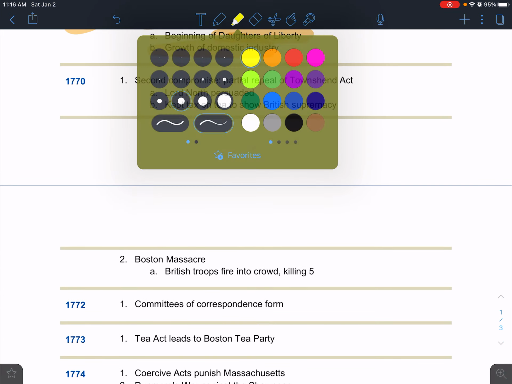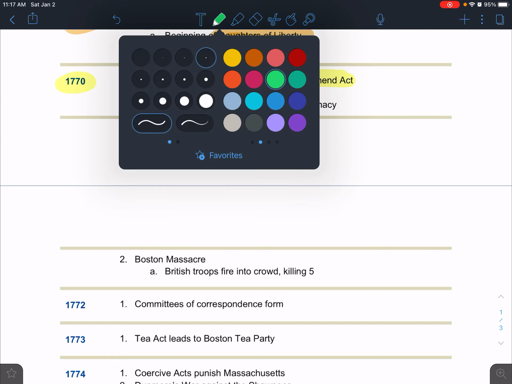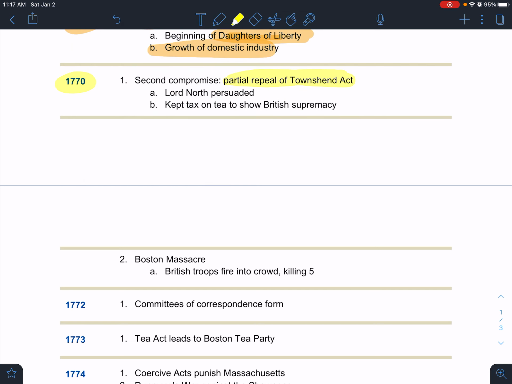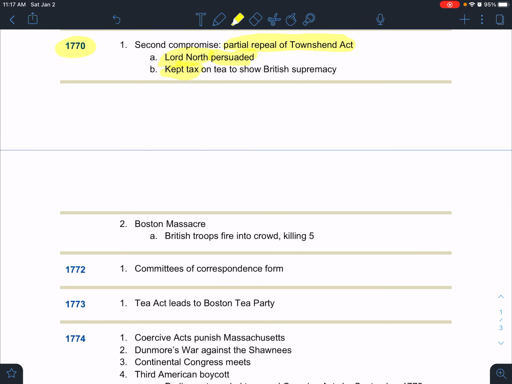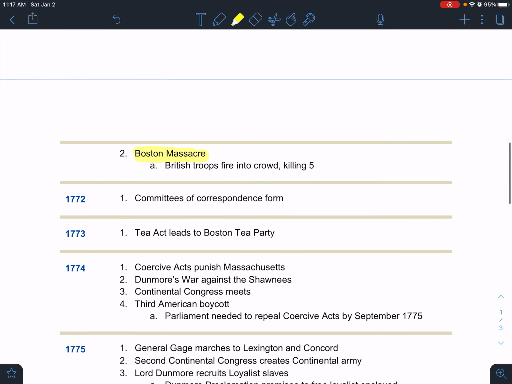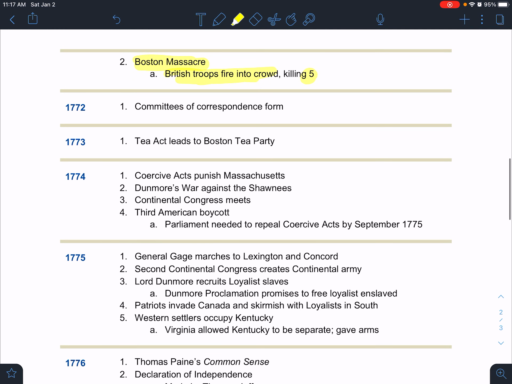In 1770, the second compromise was the partial repeal of the Townshend Acts. The thing that they kept, to show their supremacy, was the tax on tea, and Lord North was the one who persuaded the partial repeal of the Townshend Acts. The Townshend Acts also caused the Boston Massacre, which had British troops firing into a crowd, and it killed 5 people, all townsfolk who were throwing rocks at them.